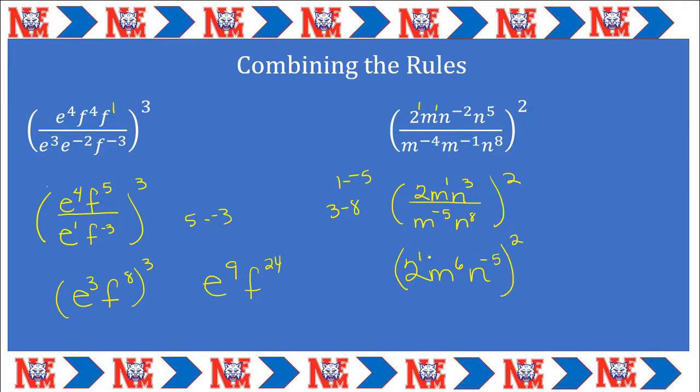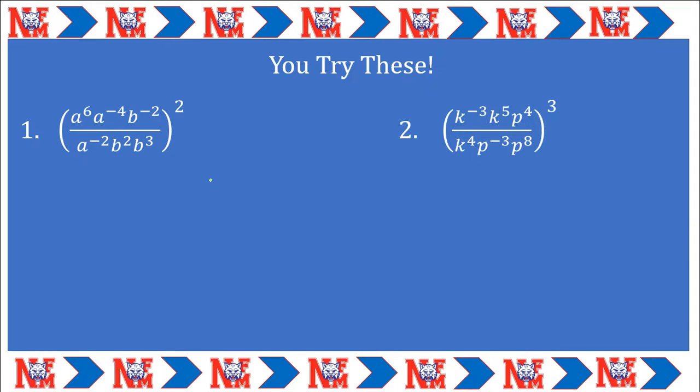Now let's distribute this 2 to every exponent, and then we'll adjust our negative. So we have 2 squared times m to the 12th times n to the -10. I'm going to evaluate 2 squared, and I'm going to move n to the -10 to the denominator. So I have 4 m squared all over n to the 10th. Now you pause the video and you try these.